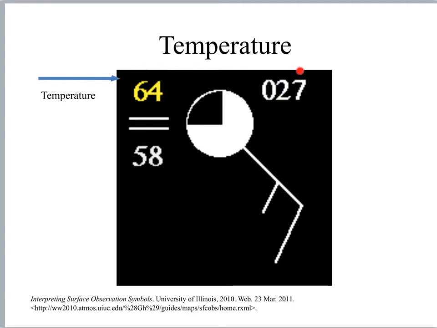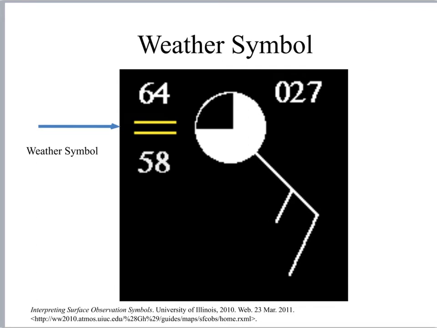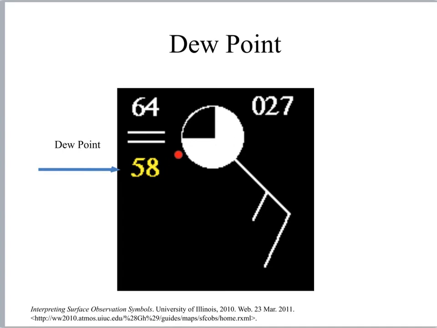So you can think of this as a square. I'm going to refer to them as the upper right or upper left hand corner, lower left, etc. First, in the upper left-hand corner, the number 64 is representing temperature. Between the upper left and the lower right-hand corner, we have a weather symbol. Sometimes they put the weather symbol on the station maps of the surface maps, but not always. In the lower left-hand corner, 58 here represents the dew point.